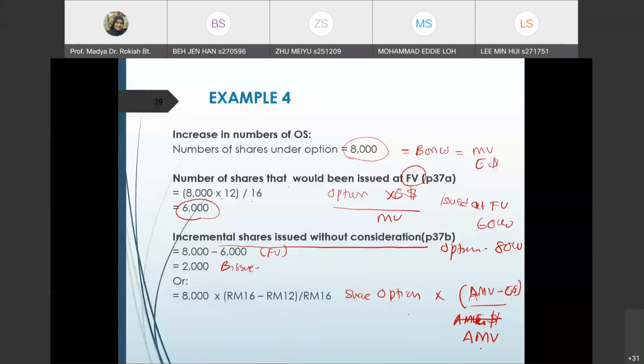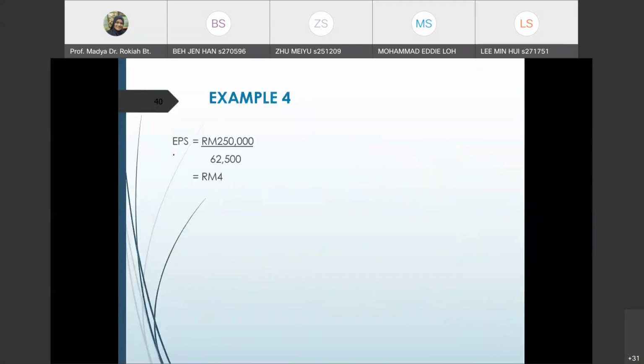To calculate earnings per share, this is your basic earnings per share, before converting the warrants and options, so without them. For basic, 250 is the profit divided by the number of shares, which is 62,500. So the basic earnings per share is 4 ringgit. Then we're going to look at the diluted earnings per share. Remember that warrants and options have 2 effects.